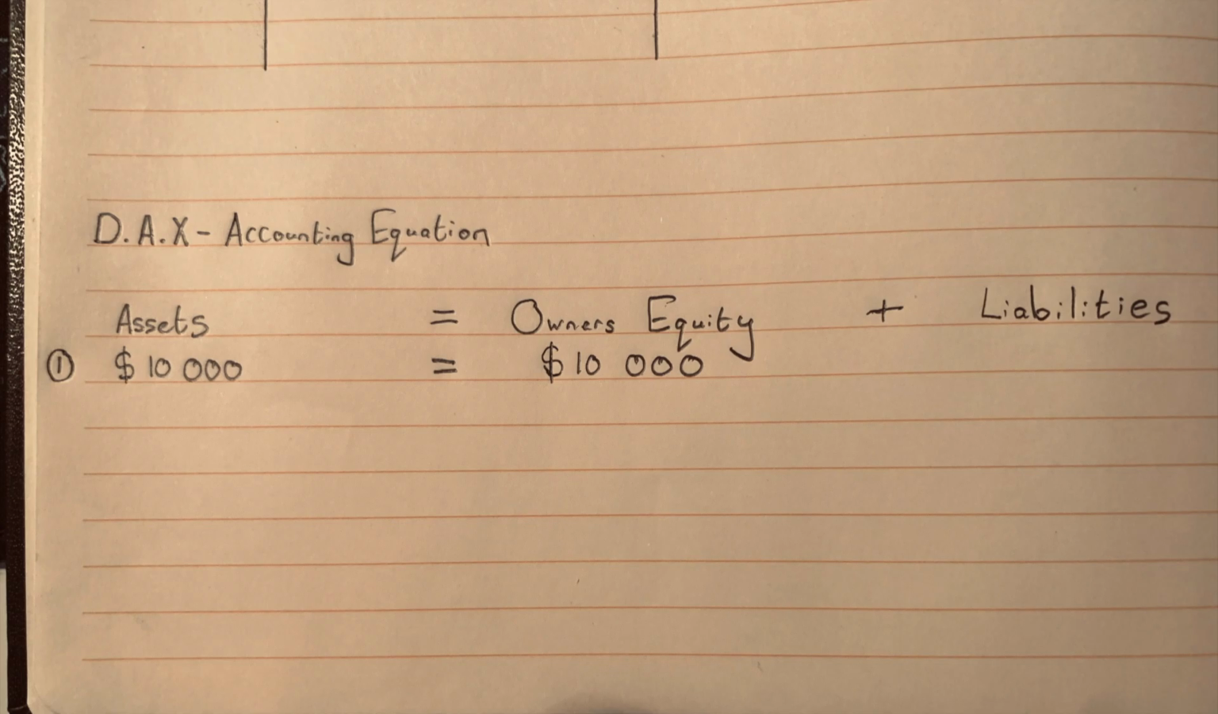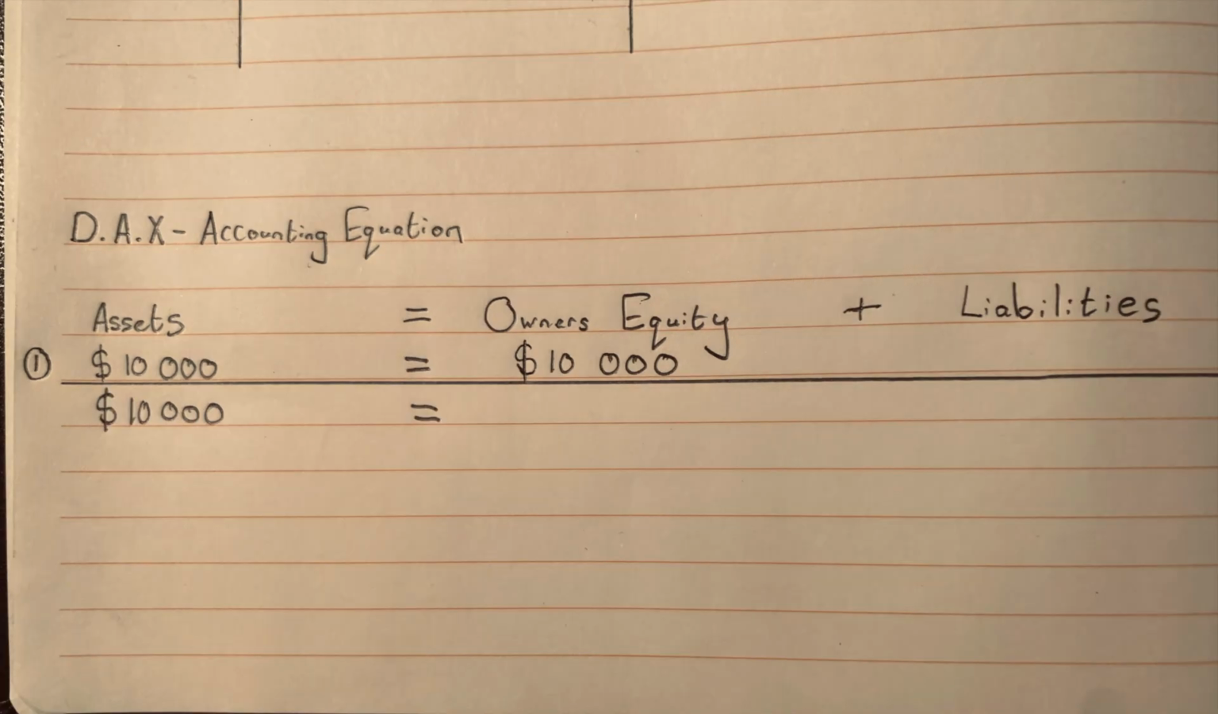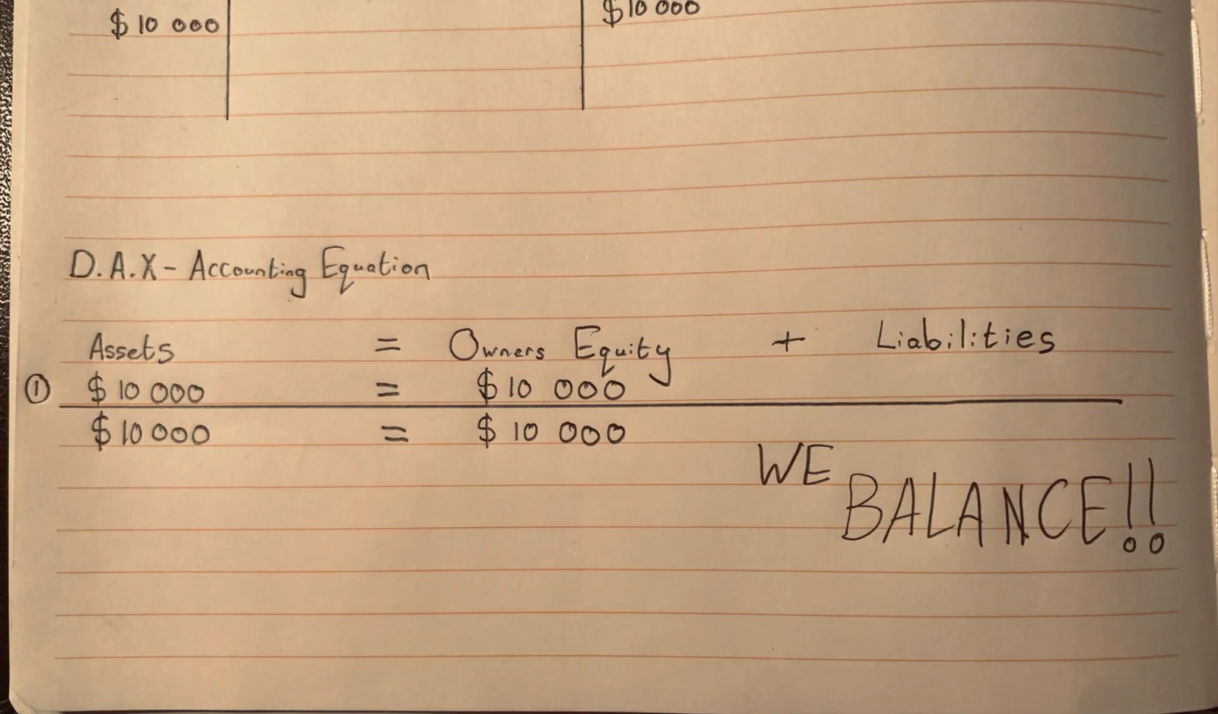Now that we've got that sorted, let's see if these two accounts balance. So draw a total account at the bottom. Now that we've got the total column set up, we can now see that assets increases by $10,000. Owner's equity equals $10,000. And what would you know? We balance!